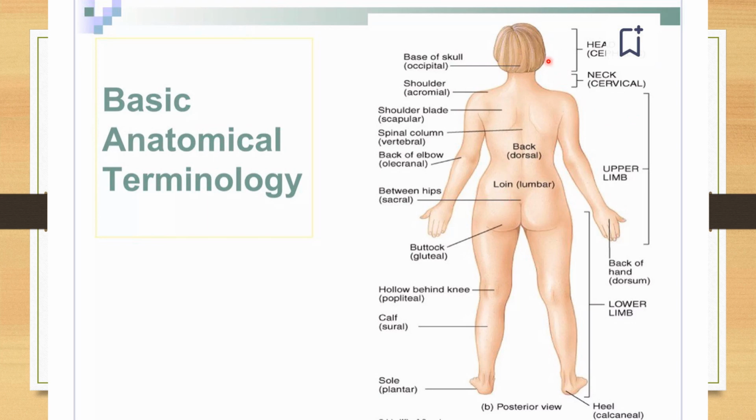This is the posterior view, or the back view, of this cartoon. You can see the base of the skull, which is referred to as occipital. The shoulder is referred to as the acromial, or acromion. Then the shoulder blade is referred to as the scapula. The spinal column is referred to as the vertebral. Back of the elbow, olecranon. In between the hips we have the sacral region. Buttocks is called the gluteal region. Popliteal is behind the knee. Calf is called sural. Then the sole of the foot is called the plantar.